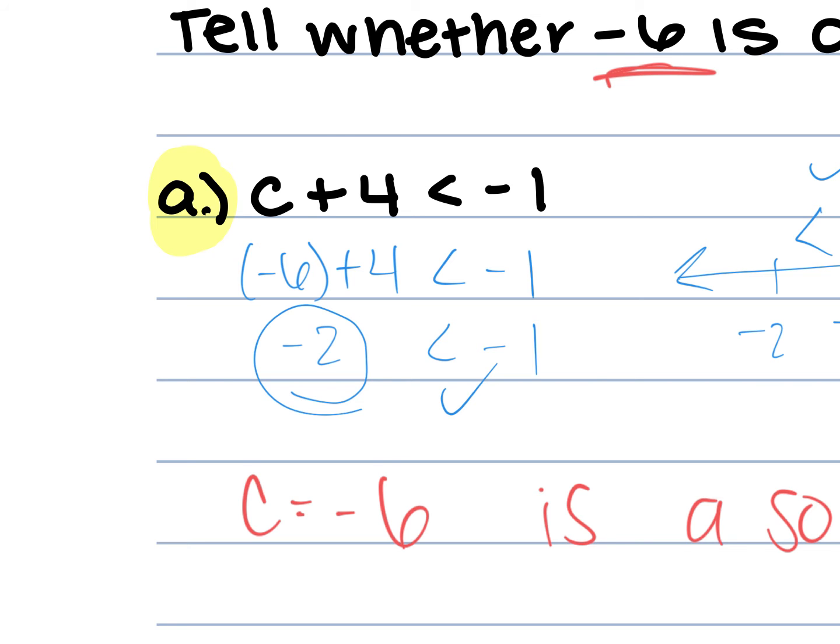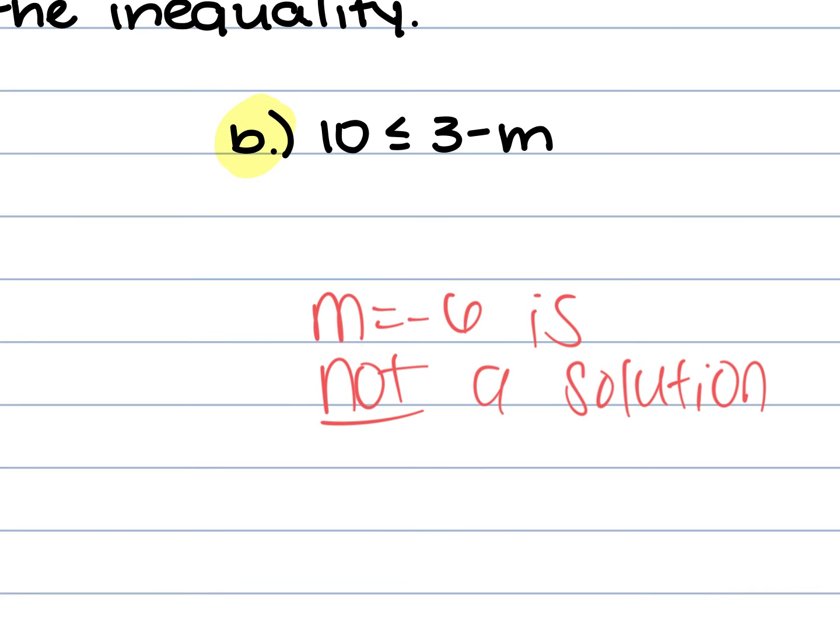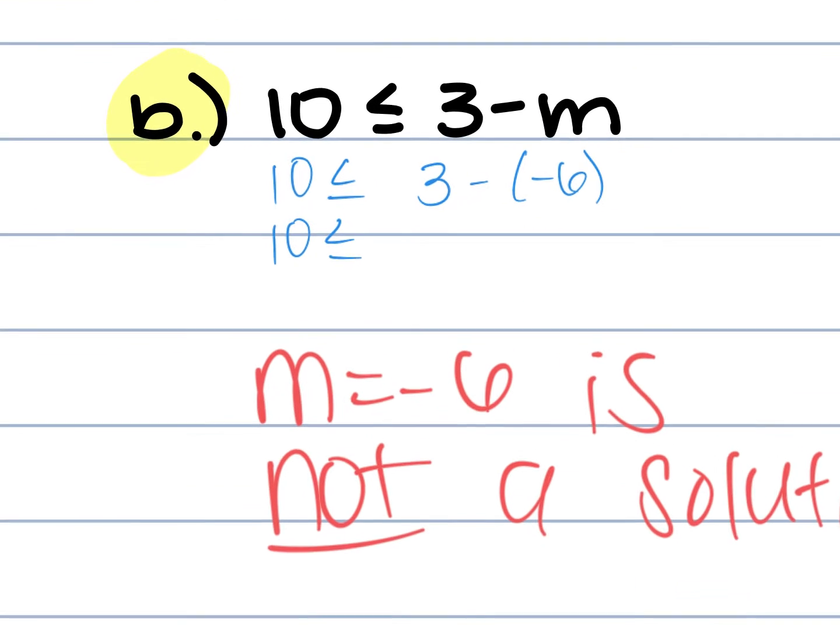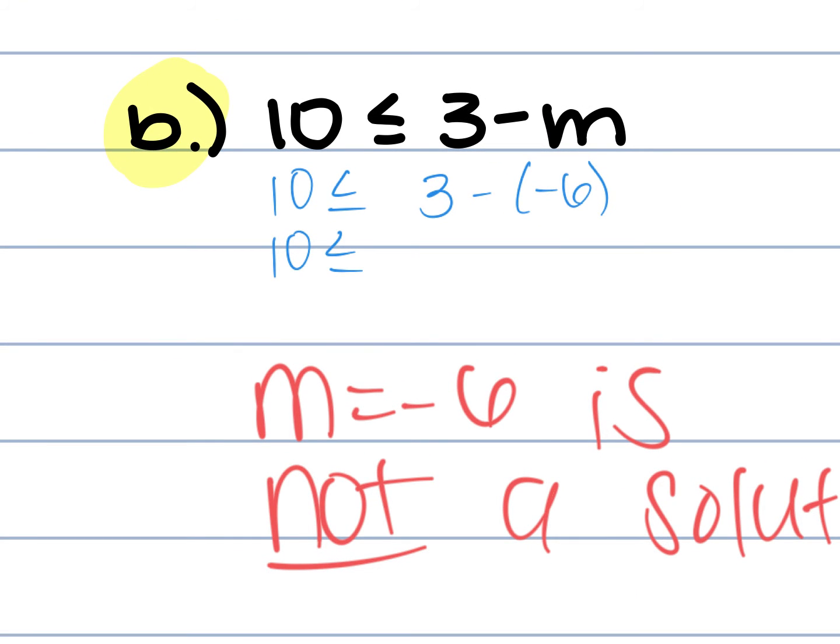Moving on. B. Who got it? Katie. Okay, so you would do 10 is less than or equal to 3 minus, and you would plug in the negative 6. And then you would get 10 is less than or equal to negative 3, but that's incorrect because 10 is positive and negative 3 is negative, so it would not be less than or equal to. I agree with everything that you said except for the fact that the right-hand side is negative 3. We do not get negative 3.